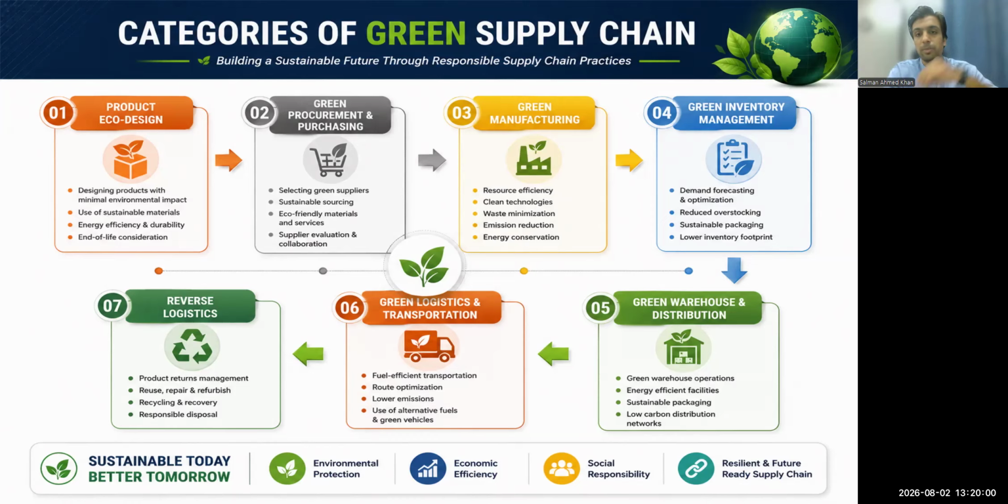When you distribute your product, you must have fuel efficient transportation, and you do route optimization based upon artificial intelligence. And after that, when the product is received by your customer through sales and marketing, it is eventually discarded, or you can say, handled for reuse, recycling and recovery of the product.